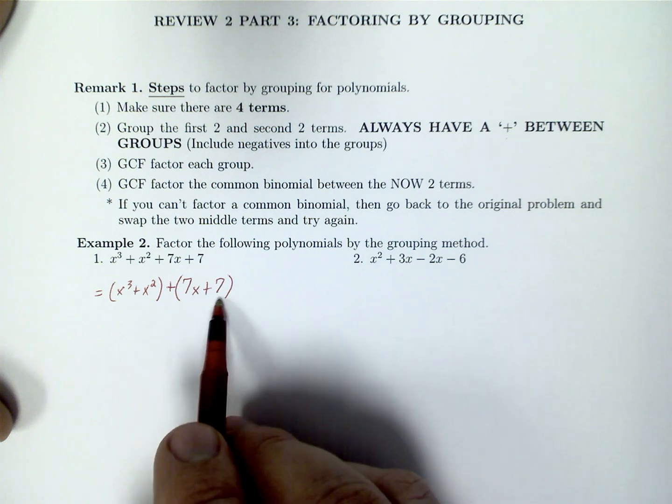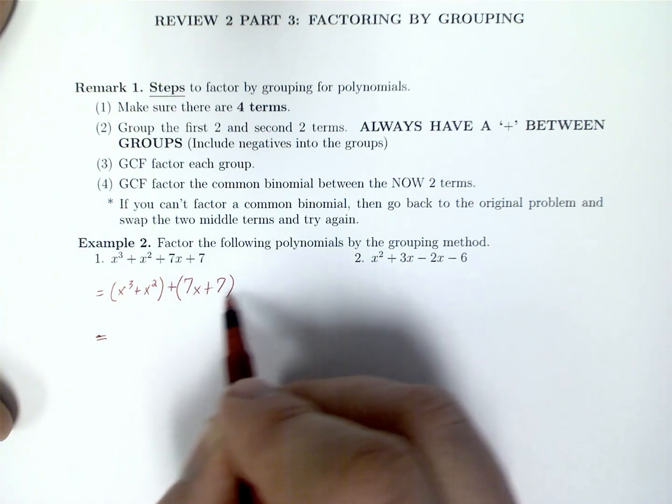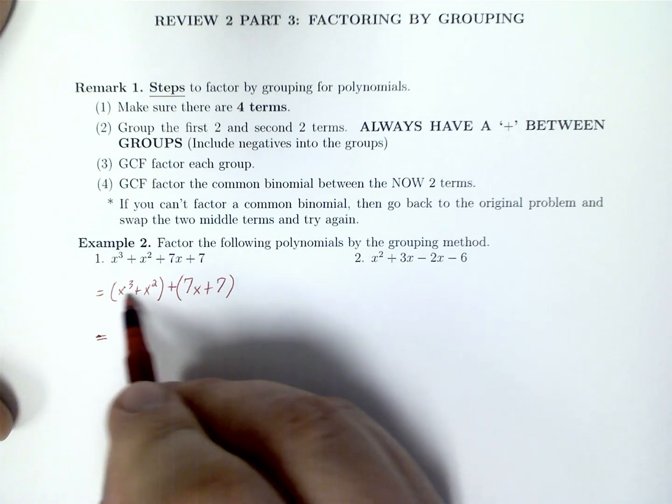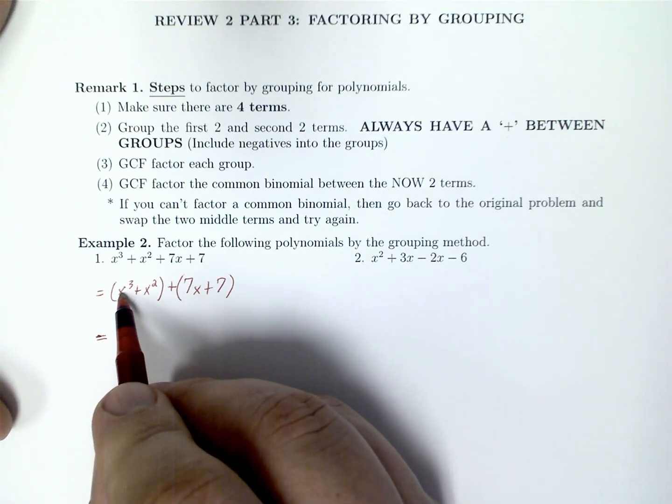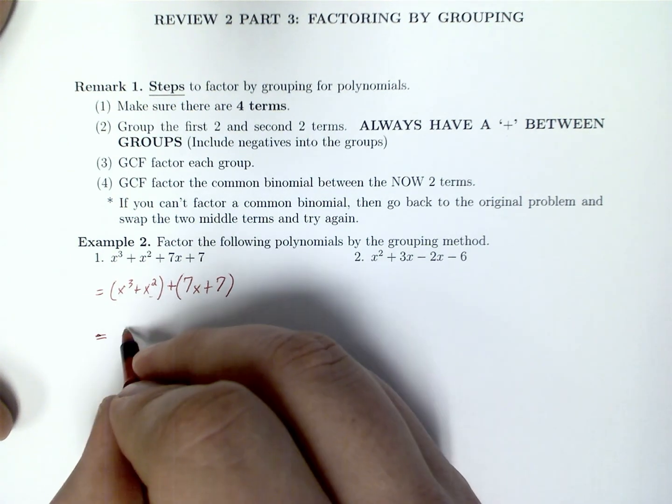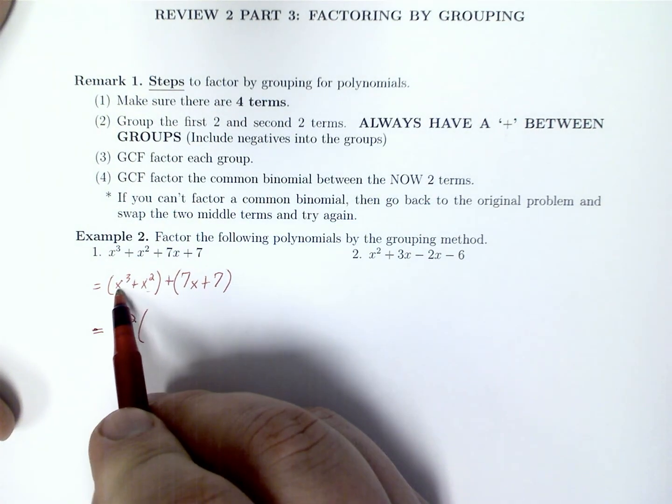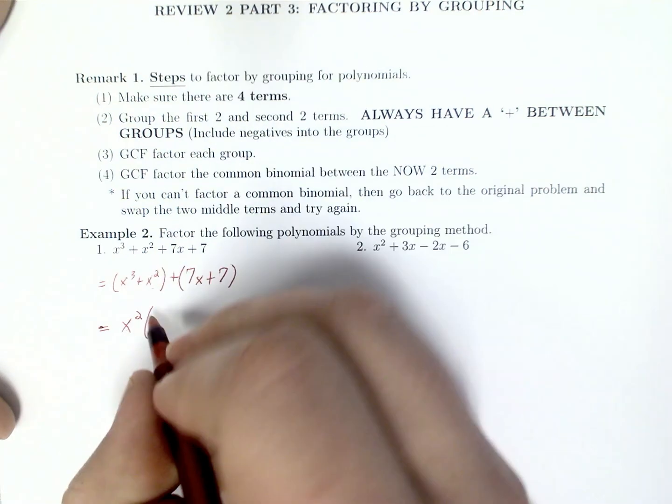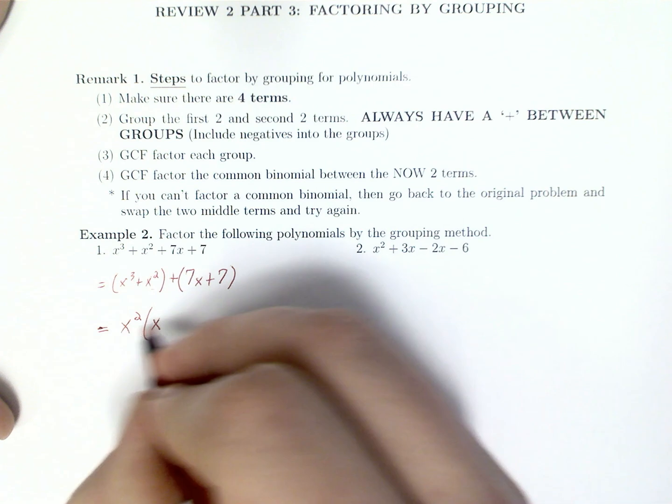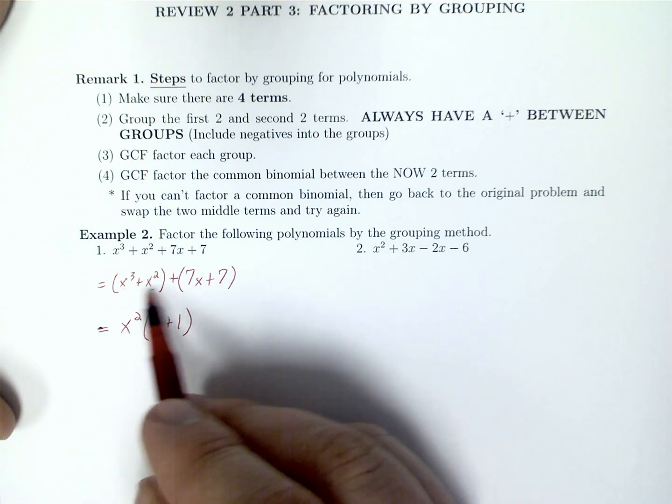But now what we ask ourselves is, how can I GCF factor each of these groups? Well, what does this one have in common? We have x cubed and x squared. There's no numeric part here, but they have x in common, and the one with the smallest exponent is x squared. What is x cubed divided by x squared? Well, that's just x. What's x squared divided by x squared? That's just 1. So we've GCF factored an x squared out of this first group.